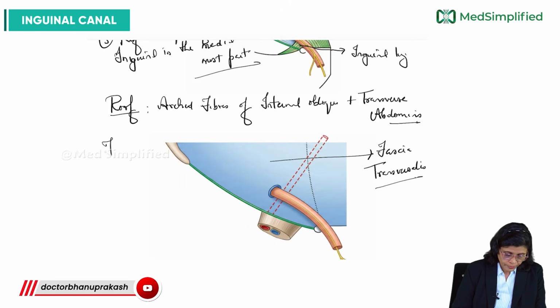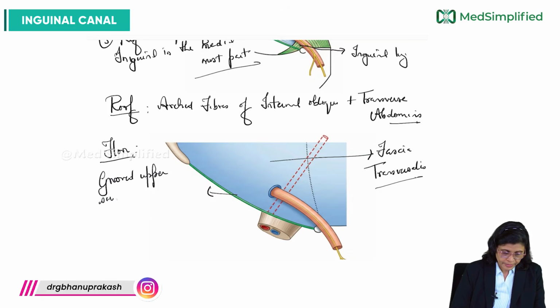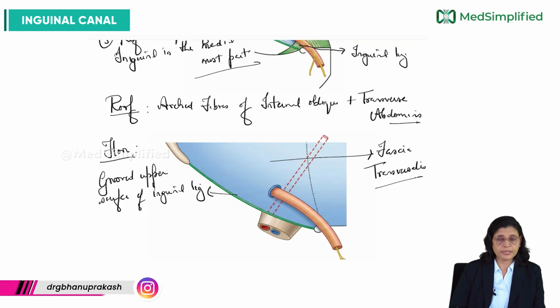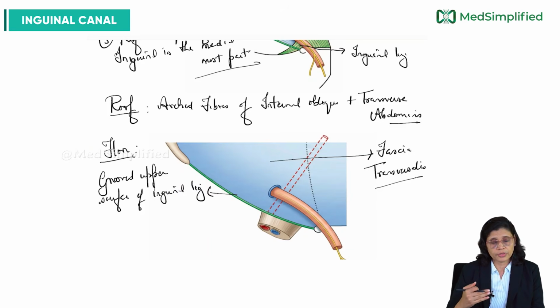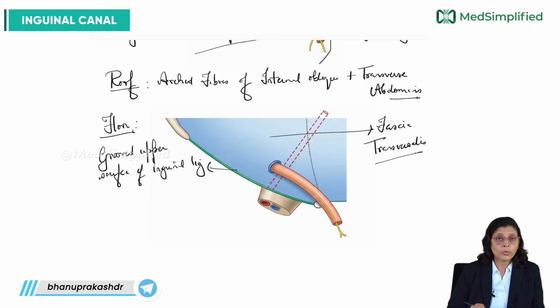And the floor is formed by the grooved upper surface of the inguinal ligament. So why do we need to know all this? Because some of these structures form the coverings of the hernia. That is why we need to understand what structures form the roof, the floor, the anterior and the posterior wall.